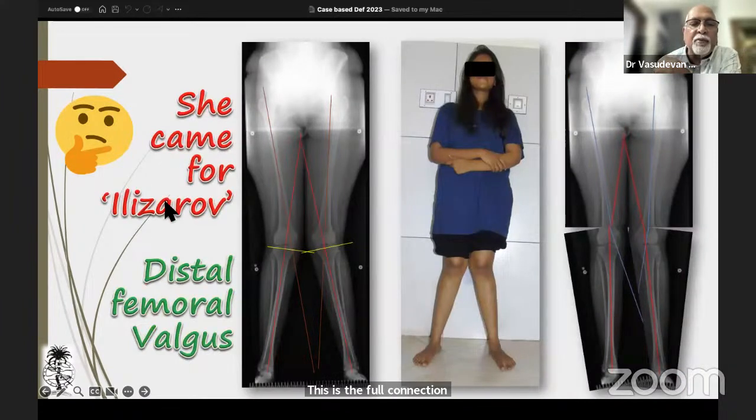Whereas this girl came to me for Ilizarov correction. She had distal femur valgus. So I don't have to correct a distal femur valgus by Ilizarov. I just plan like this. Distal femur osteotomy and plating.